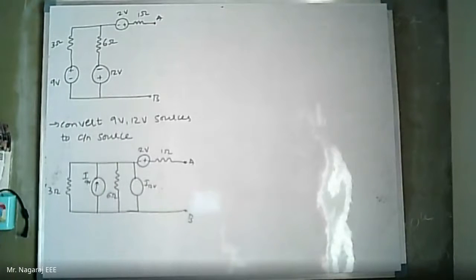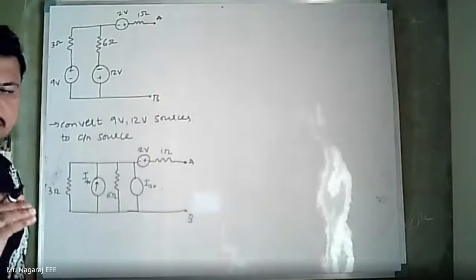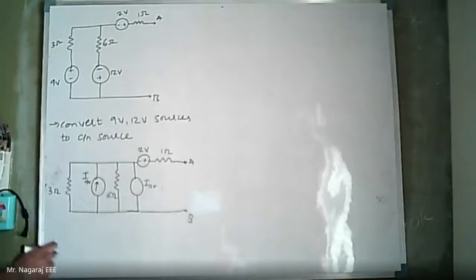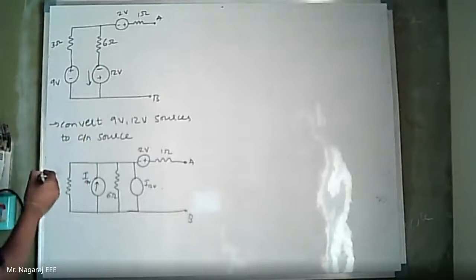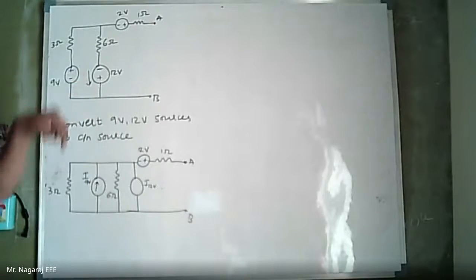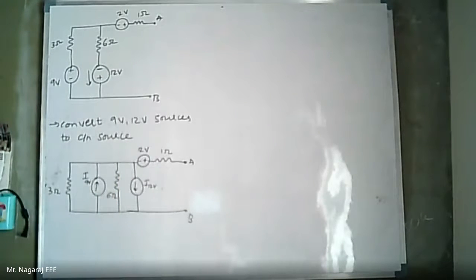Don't confuse the 12 volts and current I. That is only to recognize which current belongs to which source. And observe the 12 volt source is downwards. The direction of the 12 volt source is below. The positive sign of the 12 volt source is downwards. Therefore, the arrow mark will be downwards.